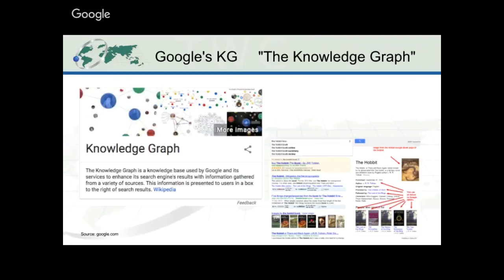This slide is to highlight Google's knowledge graph, which they define in their own way, as a knowledge graph created by Google to enhance their services. They mentioned this in a recent lecture this last year by Jamie Taylor. He mentioned that it uses Freebase and DBpedia. So we'll get into that a little bit more.